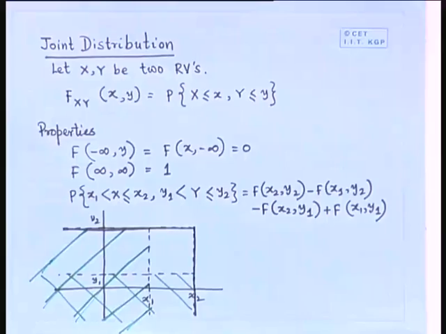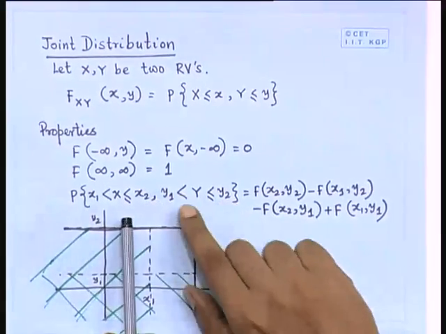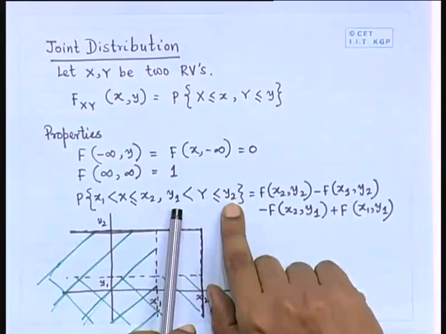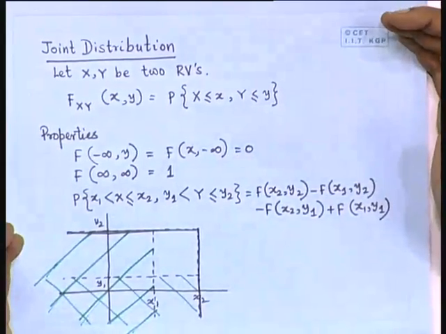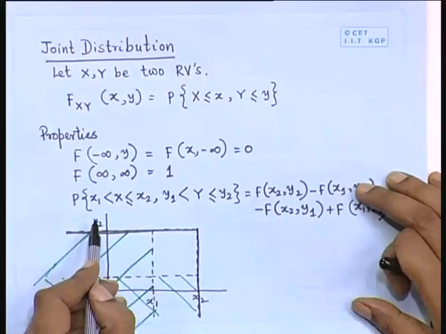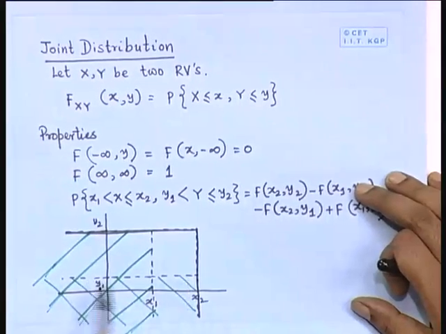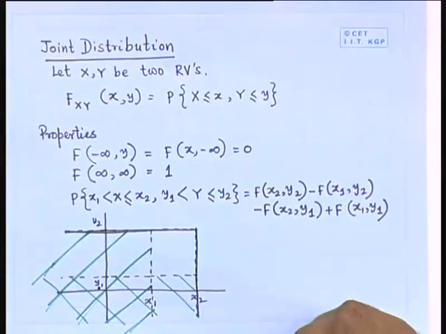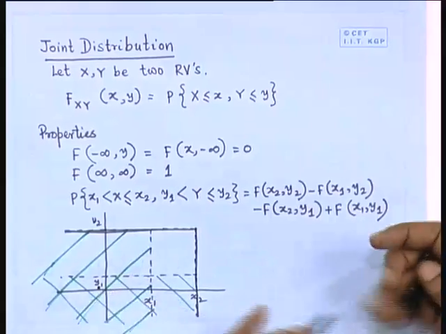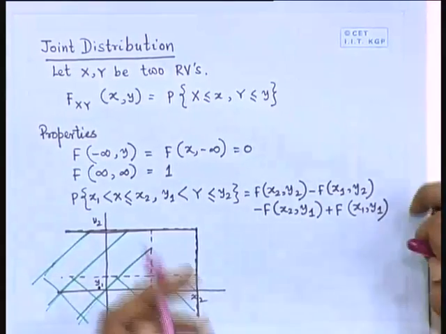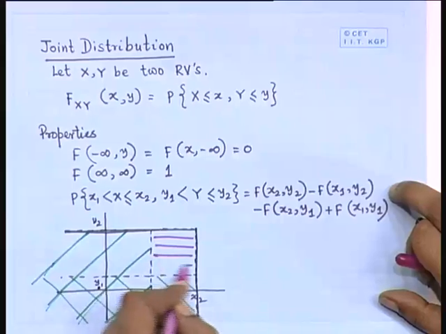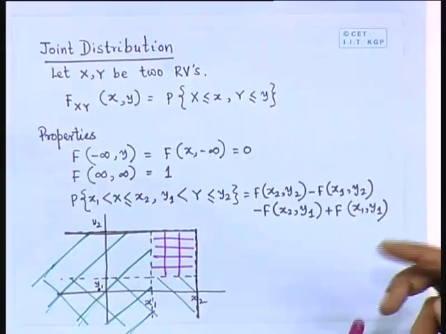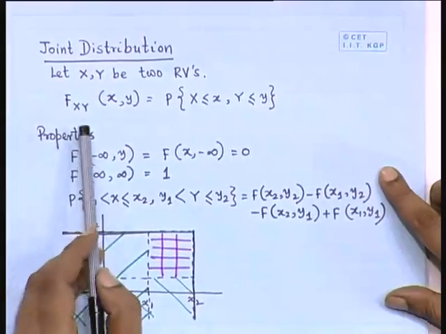So now let us see, many times we would like to know what is the probability that X lies between x1 and x2 and Y lies between y1 and y2, given the distribution functions, right. So you see, this is y2 and this is y1, suppose these two lines, and this is x1 and this is x2. What are we talking about? We want to find out the probability of this part, naturally. So we have to find that out in terms of the distribution.